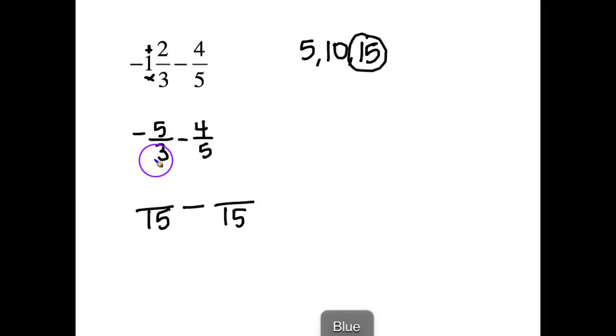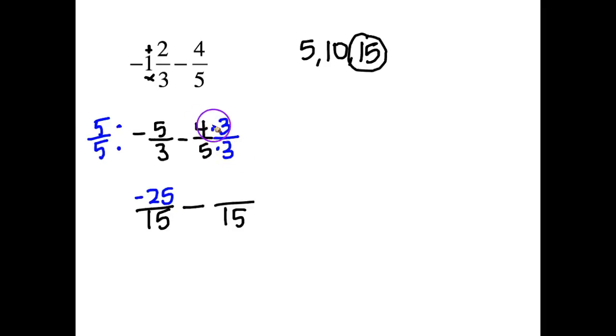So how does a 3 become a 15? Well, you're going to have to multiply it by 5. Not only multiplying the denominator by 5, you're multiplying the numerator by 5, because 5 over 5 is just 1. So here, 5 times negative 5 will become negative 25. Same here. How does a 5 become a 15? Well, we have to multiply by 3. Multiplying the denominator by 3 will mean I also have to multiply the numerator by 3. 4 times 3 is 12.